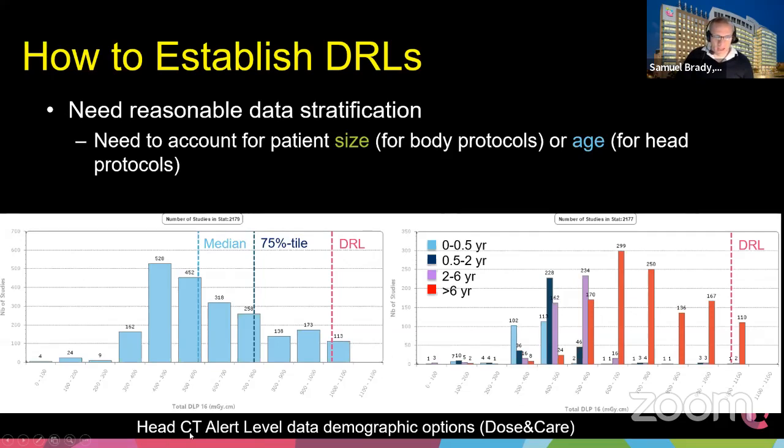So this is a head CT. These are just the head CTs from my clinic. And here I've overlaid this red-purple colored vertical dashed line. This is the DRL. My median is shown here in blue, and this is my third quartile, my 75th percentile of my data. And so you can see here the majority of my data is below the DRL, which is a good thing.